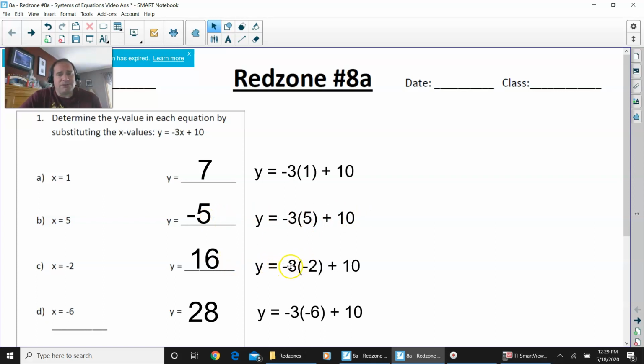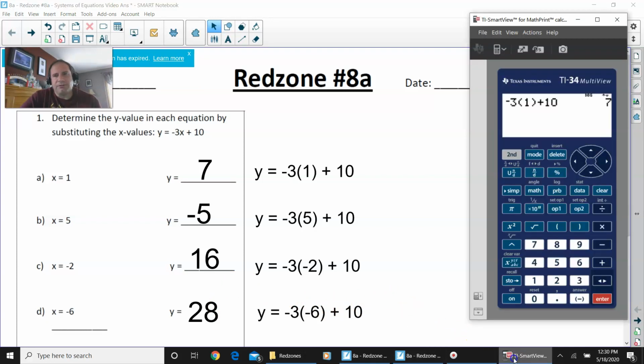So it's y equals negative 3, and instead of the x, you get a negative 2. All right, they give you a negative 2. Negative 3 times negative 2 is positive 6. Positive 6 plus 10 is 16. Then for the final one, D, x equals negative 6. So instead of x, I substituted that negative 6 in. It's negative 3 times negative 6 plus 10. A negative times a negative is a positive 18, plus 10 equals 28. That's where that's coming from.